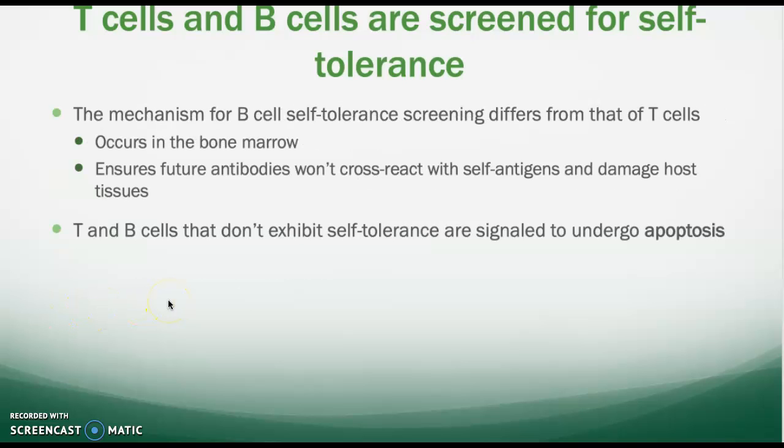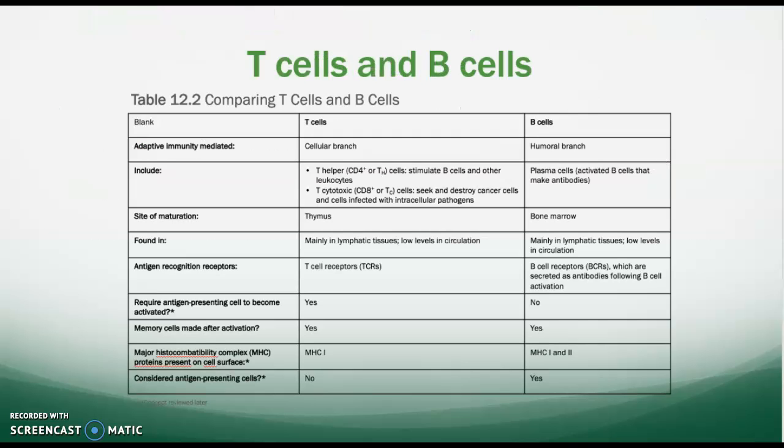So the mechanism for B cells was a little bit different in that it occurs in the bone marrow, and it just needs to make sure that its future antibodies won't react with self-antigens and damage host tissues. Those T and B cells that can't tolerate self cells or recognize self cells as foreign are then signaled to undergo apoptosis, which means cell death. Any of our T and B cells that would recognize our cells as foreign must be gotten rid of so that we don't have a reaction to our cells. So this is a quick summary of the difference between the T cells and the B cells.